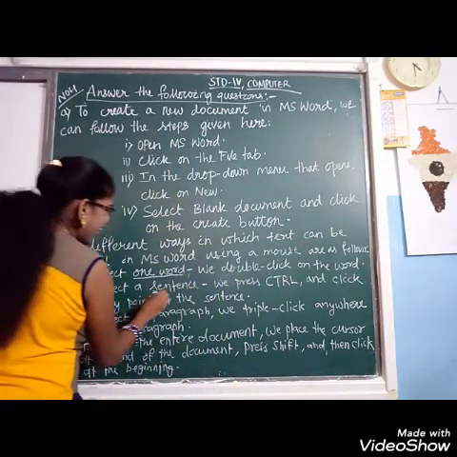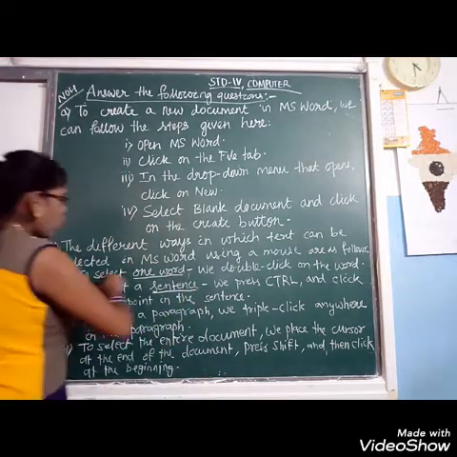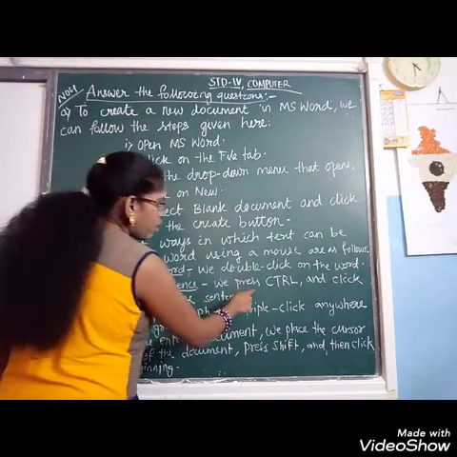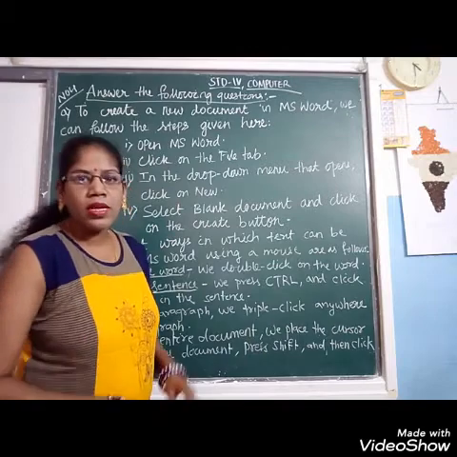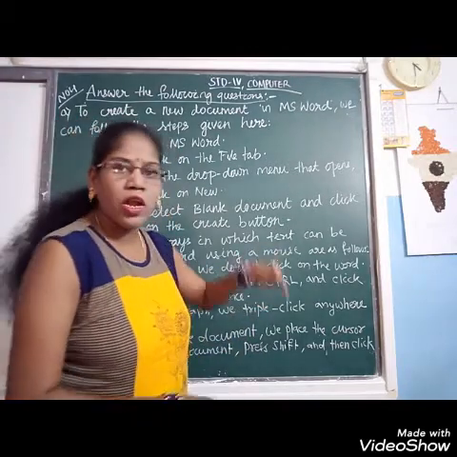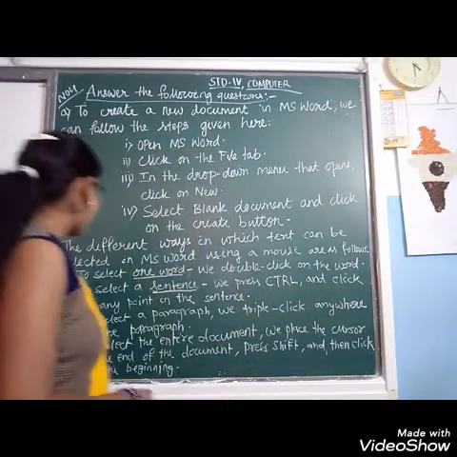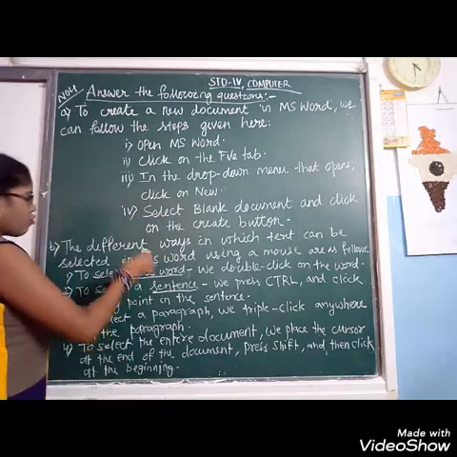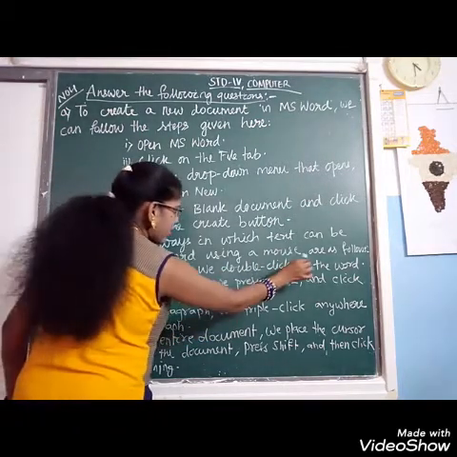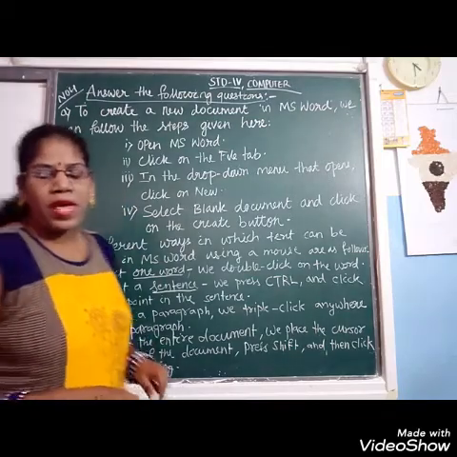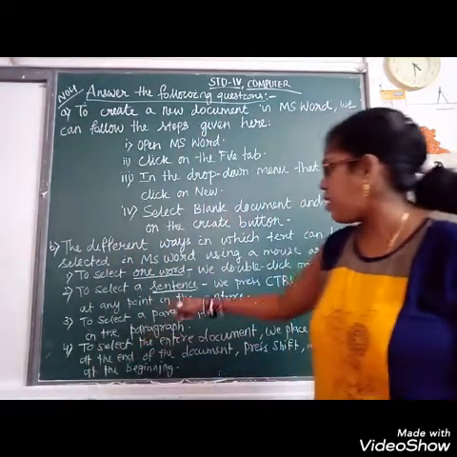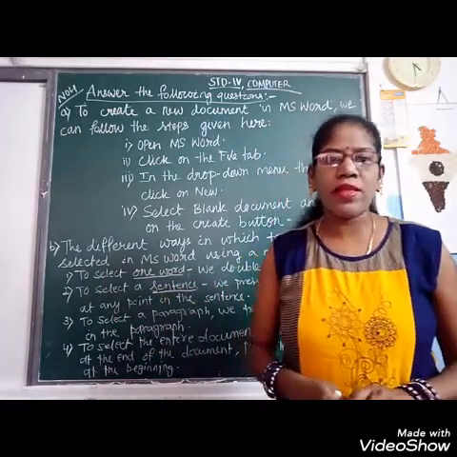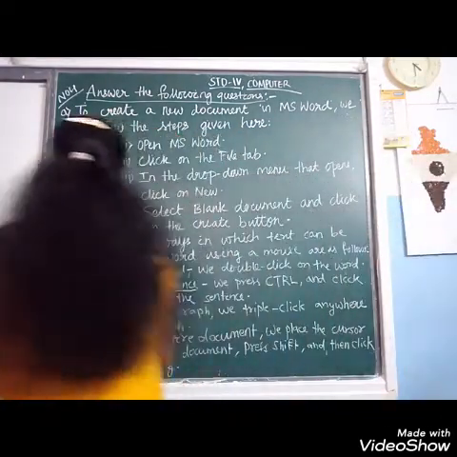To select a sentence, suppose this is one full sentence. If you want to select a sentence, you press the Control key and click at any point in the sentence. If I want to select this one sentence, I will press the Control key and click anywhere in this sentence. Then the sentence will be selected. Now come to the third one.